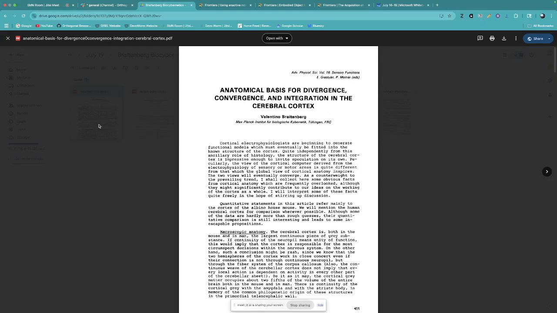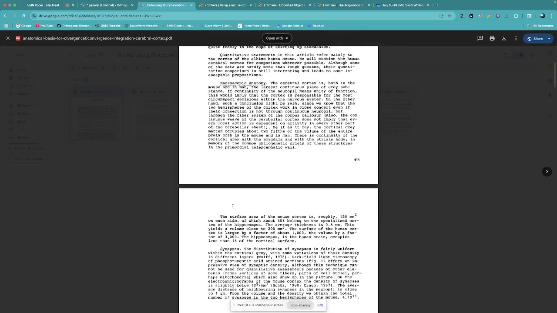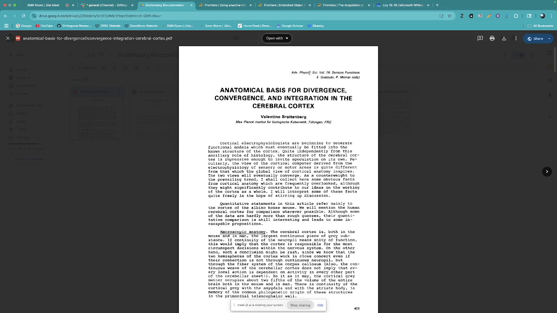So the first paper is this Advanced Physiological Sciences article, and I'm not quite sure what year this was because they don't put it in the citation. But this is volume 16, Sensory Functions. This is Anatomical Basis for Divergence, Convergence, and Integration in the Cerebral Cortex.